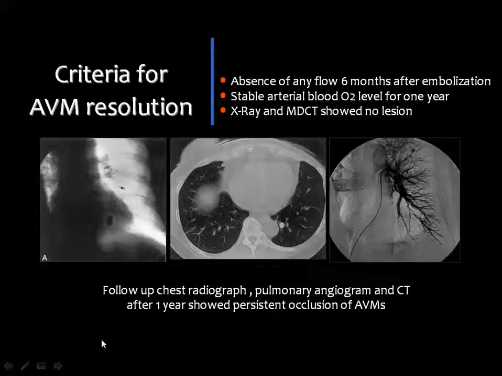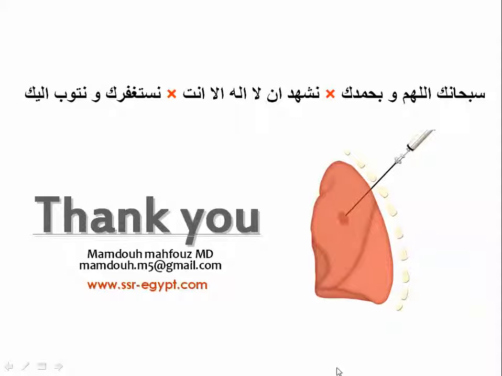Then what are the criteria of accurate treatment of arteriovenous malformation? Number one is absence of any flow across the lesion after 6 months from the embolization date. Then a stable arterial blood oxygen level for 1 year, and the X-ray and the multi-detector CT show no lesion and no flow across the site of the lesion. Then here you can see this is a post-embolization X-ray, CT, and angiogram showing no flow in the region of the vascular malformation.